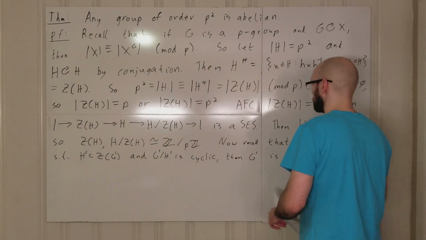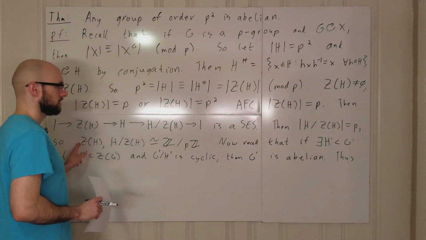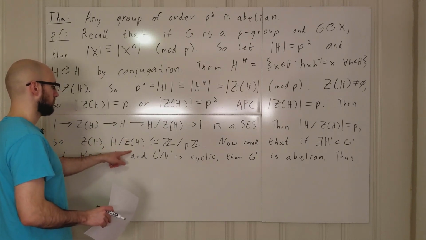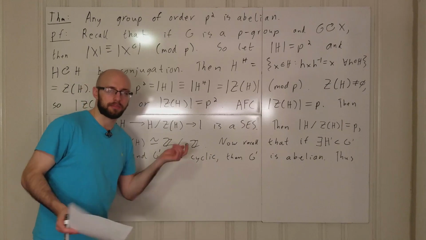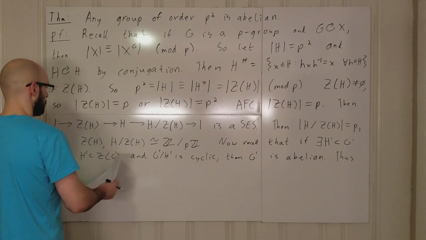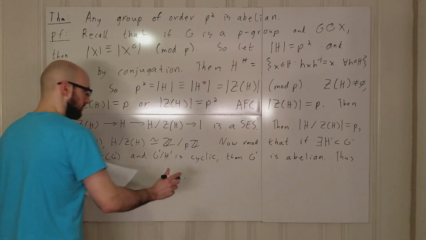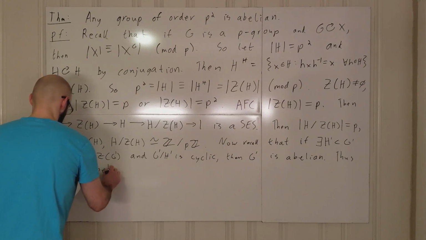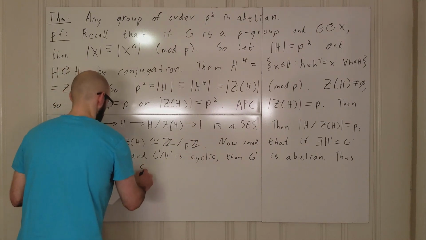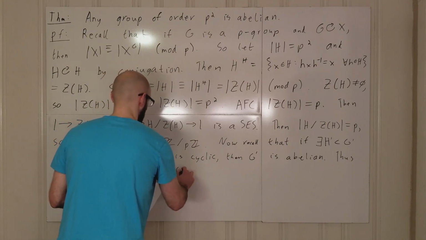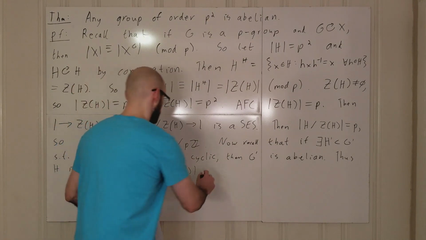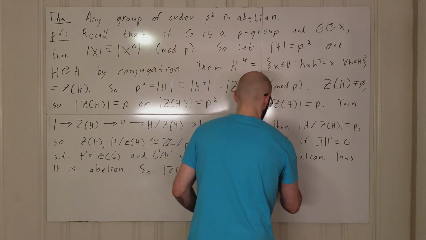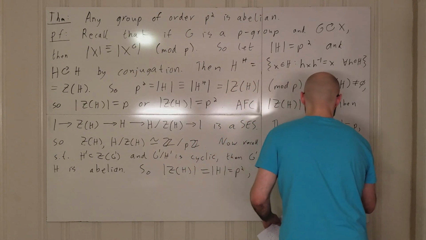Thus, okay, so the center of H is contained in H, and H mod the center of H is Z mod pZ, which is cyclic. And therefore, H must be abelian, right? Thus, H is abelian. So then the center of H, well, the center of H is just all of H because H is abelian. So this is H, just p squared, which is a contradiction.